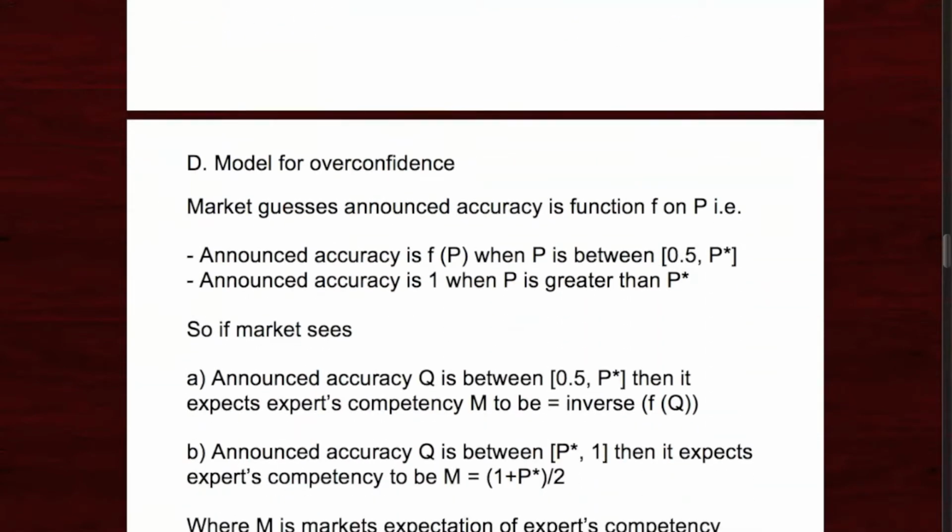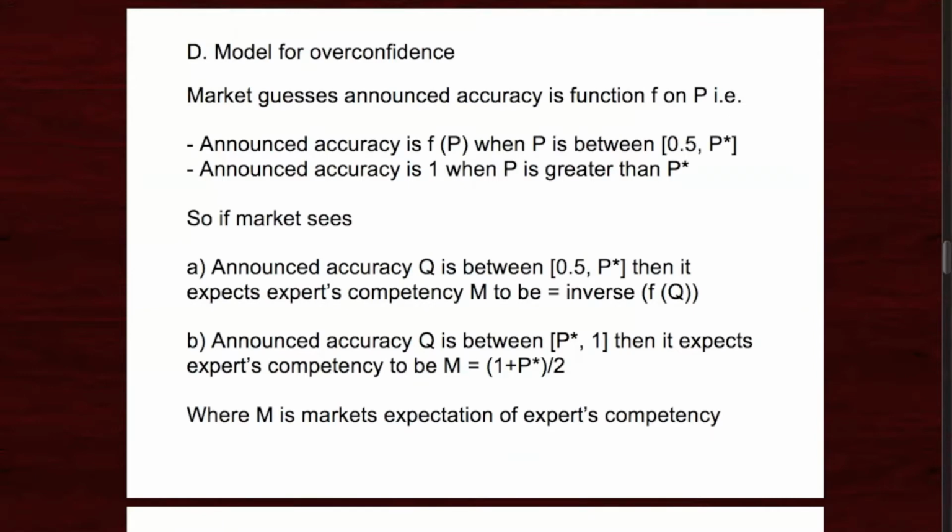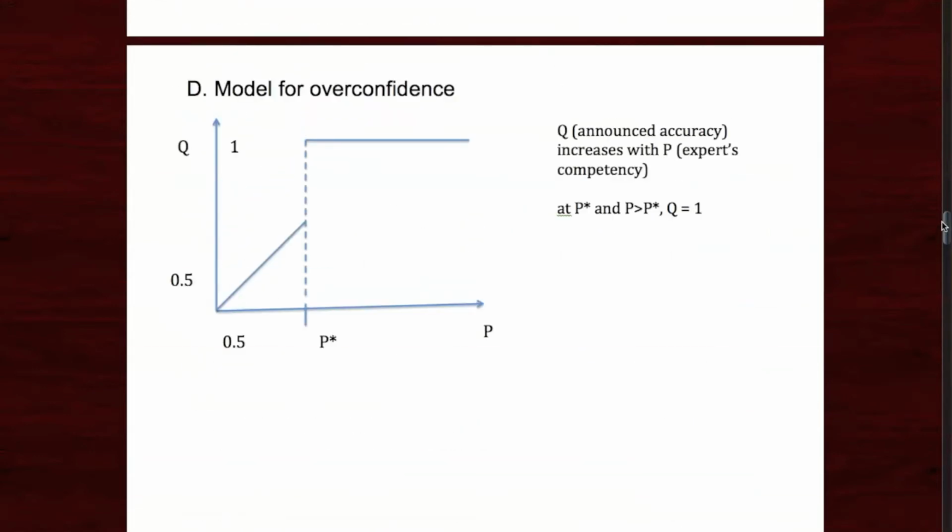So over here, we start by thinking that the market guesses that the announced accuracy is a function f of p, where p is the expert's competency. In our graph case, we have assumed that's a linear one. So when p is between 0.5 and p star, it's a linear function, which is f(p), and announced accuracy is 1 when p is greater than p star. We have actually seen that in a graph too. So we can see it's a function f(p) when p is between 0.5 and p star. When it's greater than p star, it's 1.